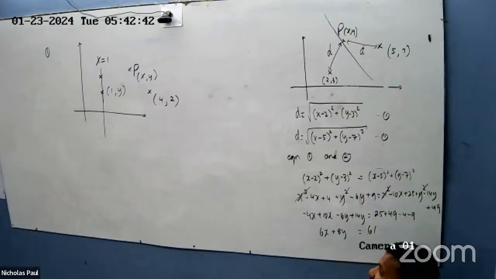Right? This is the last thing in geometry, then it's vectors.